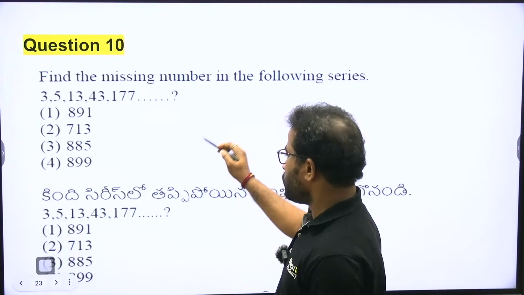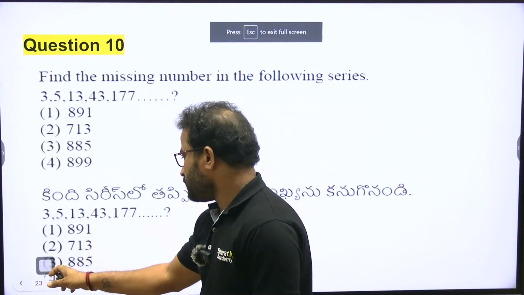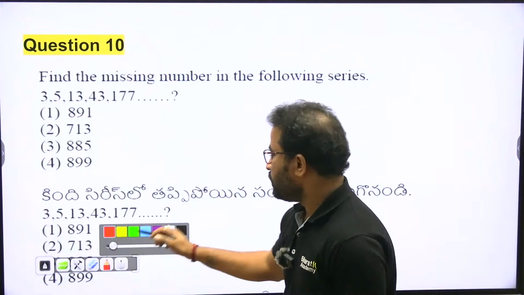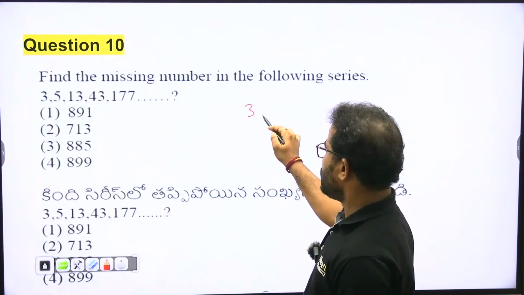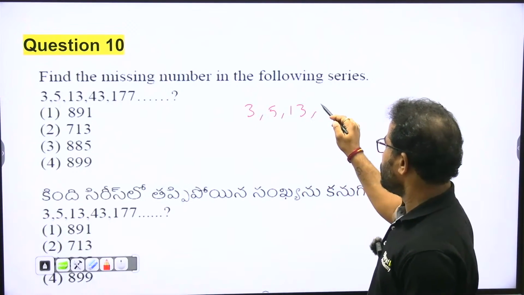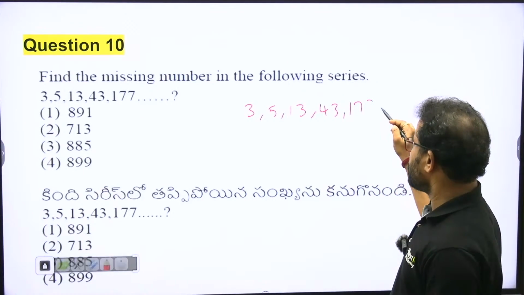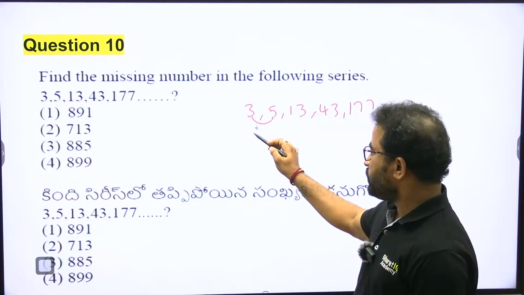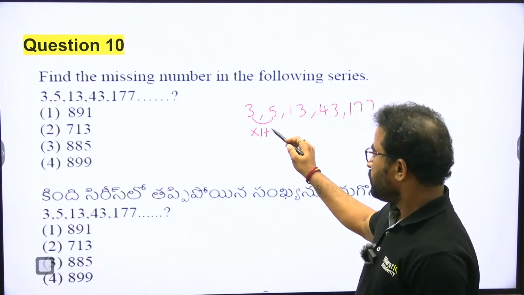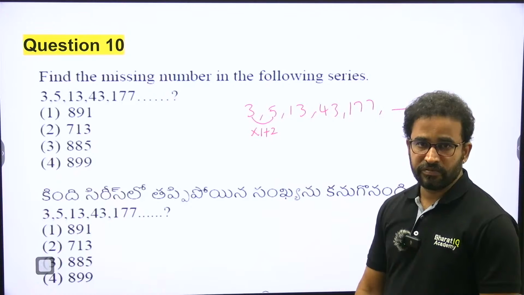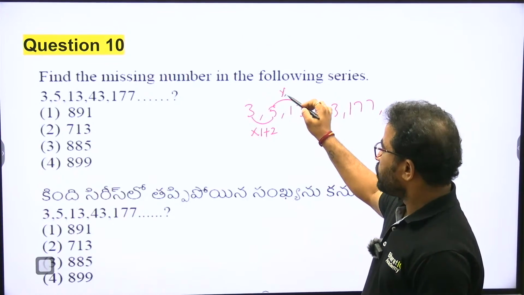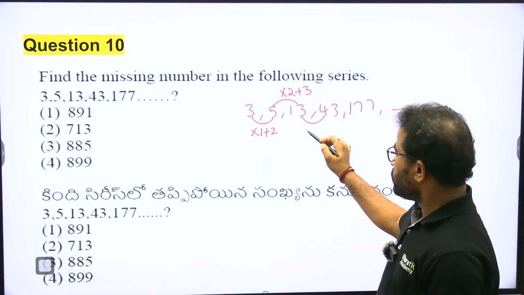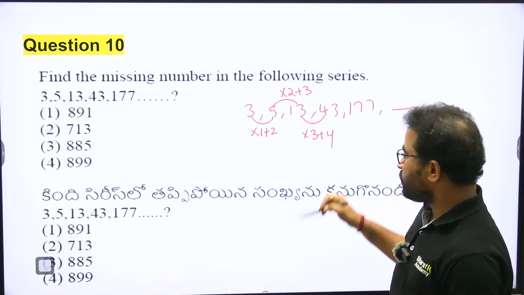For example, look at this question they have given: 3, 3, 5, 13, 43, 177, dash. How to solve this one: this can be written in the form of 3 times 1 plus 2, how much are we getting? 5. 5 into 2 is equal to 10. 10 plus 3 is equal to 13. 13 into 3 is equal to 39. 39 plus 4 is equal to 43.